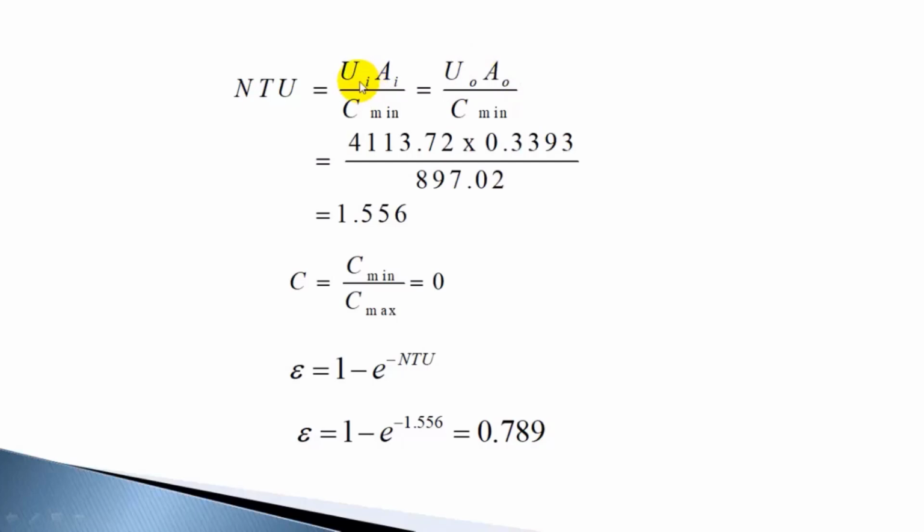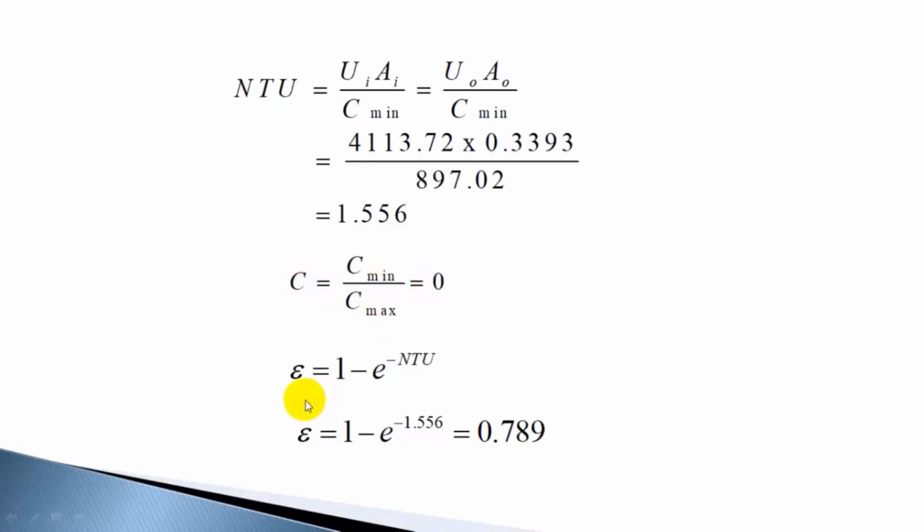So UI, AI, and C minimum we have calculated. If you substitute all the values, you get NTU as 1.556. So this is the number of transfer units, NTU, for a heat exchanger. And C, the ratio of heat capacities, is 0 because Cmax is infinity. One of the fluids is undergoing phase change, which will have an infinite value of heat capacity. So directly you get C as 0.